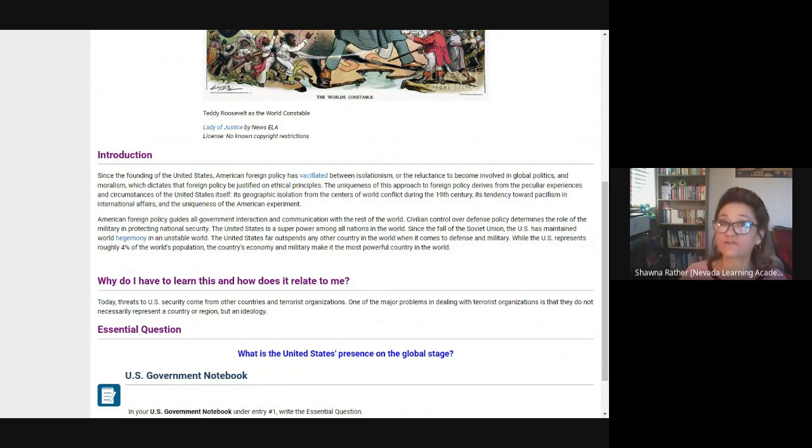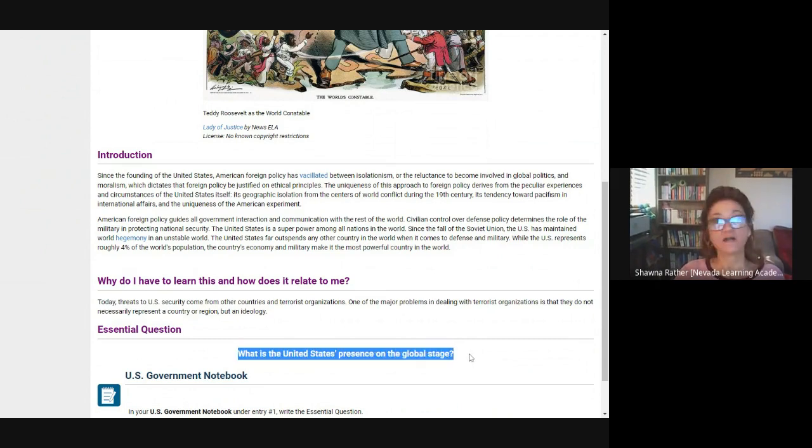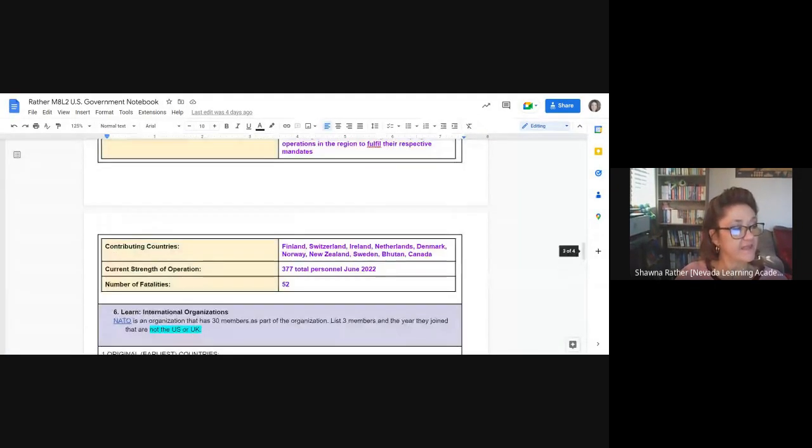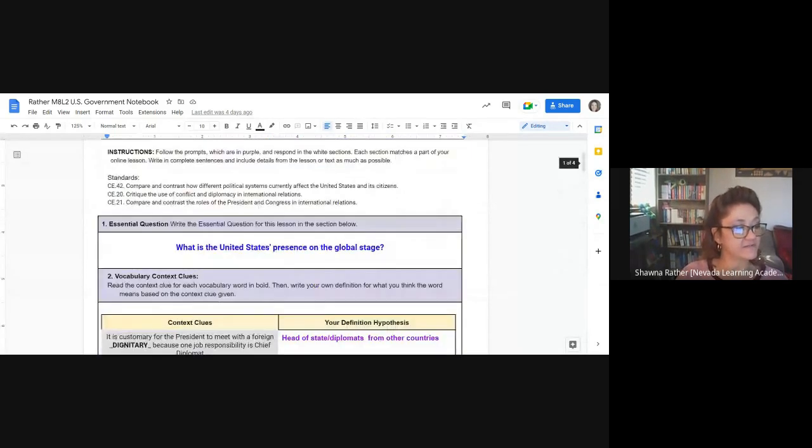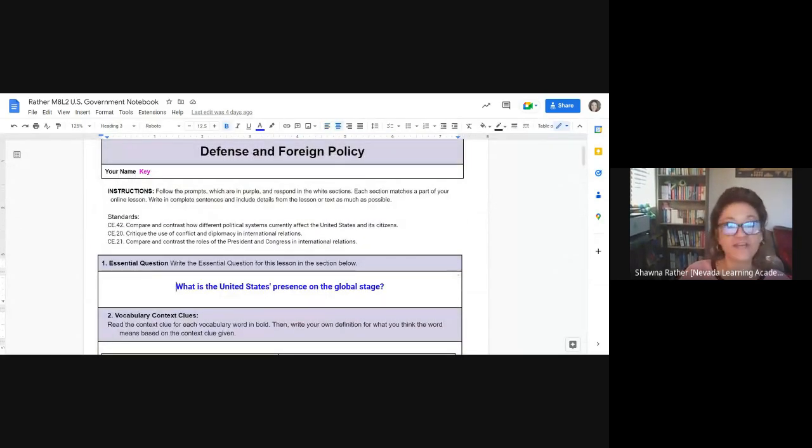So our central question that you're going to be answering at the end of the notebook is, what is the United States presence on the global stage? Of course, you're going to highlight that, Control C, and then we come over here to our notebook, and we literally put in Control V. What is the United States presence on the global stage? And question number 1 is done.